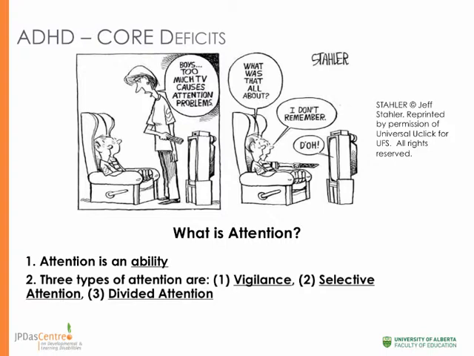The final type of attention is trying to split your attention between several things at the same time. This is called divided attention. This might be like when you are having a conversation with someone while also driving a car. All of these types of attention can be impaired for someone with ADHD.